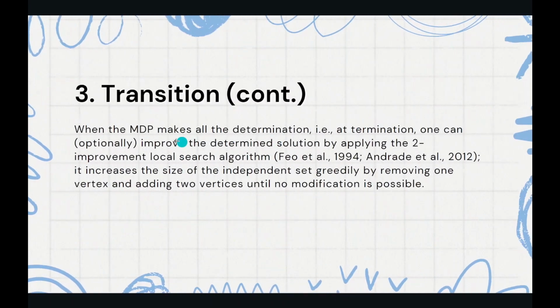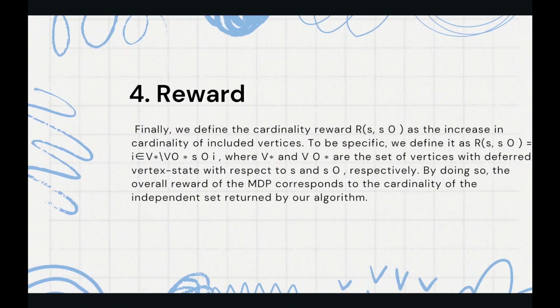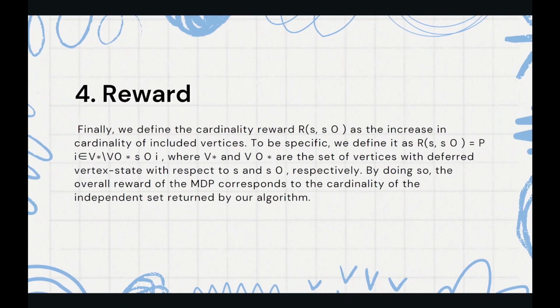Now, when the graph reaches the terminal state, the solution can be improved by using the two-improvement local search algorithm, in which one vertex is removed and two vertices are added. We keep doing this until no more improvement can be seen. Coming to rewards, we define the reward at each state as the difference in cardinality of the initial and final state. By doing this, the total reward is the same as the final cardinality of the graph at the terminal state.